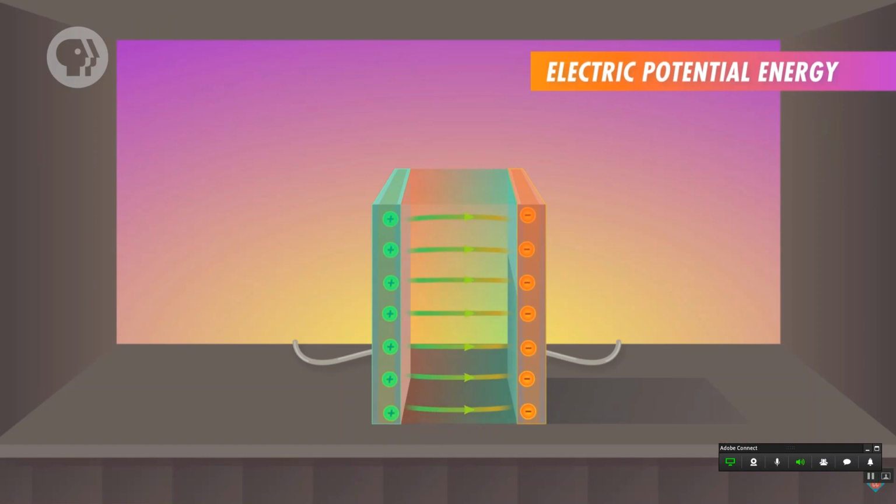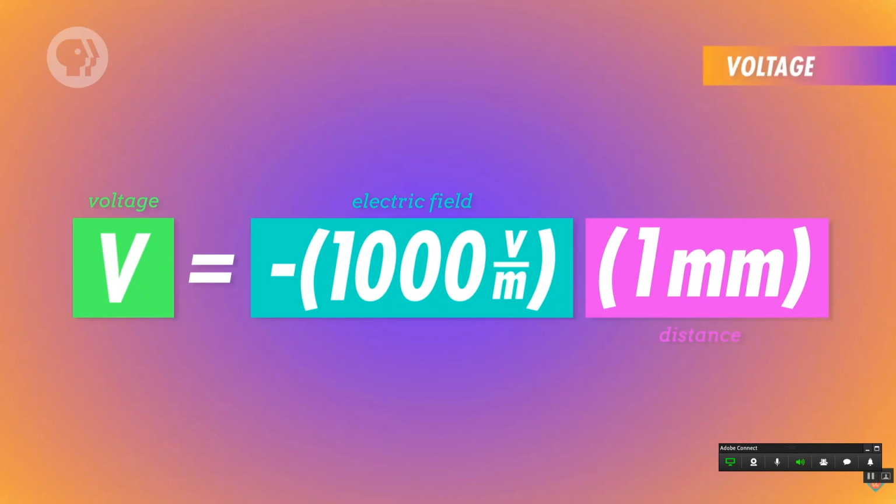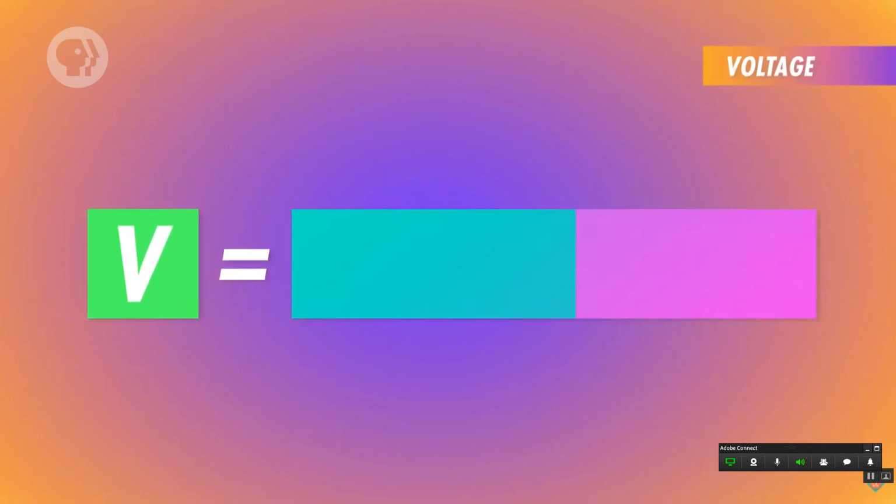Now let's put our new expressions to the test and find the electric potential difference in a real scenario. Let's say we have a capacitor with plates 1 millimeter apart and an electric field of 1000 newtons per coulomb, which is the same as 1000 volts per meter. The electric field can be found by dividing force by charge, or newtons over coulombs, as well as voltage over distance, or volts per meter. They all represent the same value. So say we multiply 1000 volts per meter by 1 millimeter, we find that the capacitor has a voltage of 1 volt.